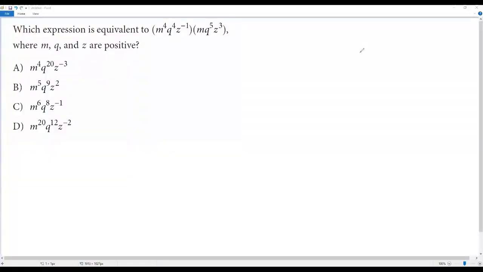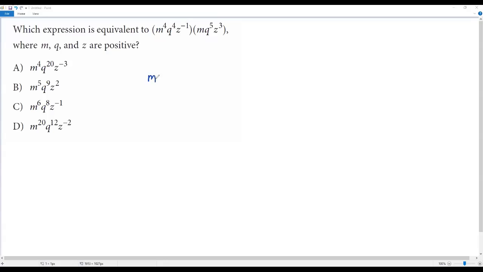Here we have a SAT math question. Okay, let's go through the information. Which expression is equivalent to m to the fourth power, q to the fourth power, z to the negative first power times m times q to the fifth power times z to the third power, where m, q, and z are positive? So we have to simplify the product given over here.